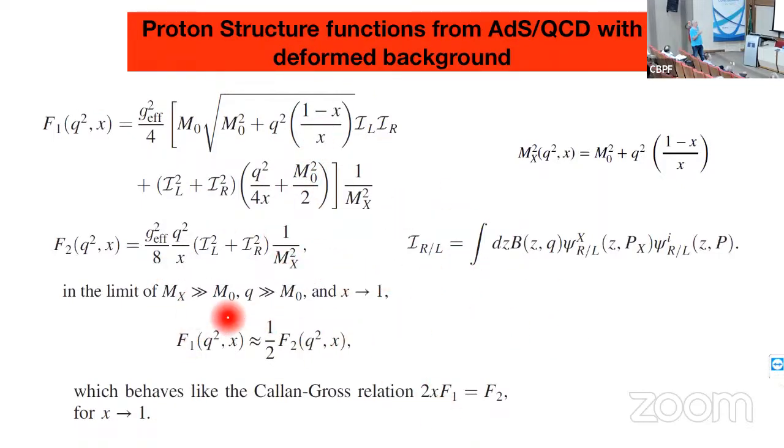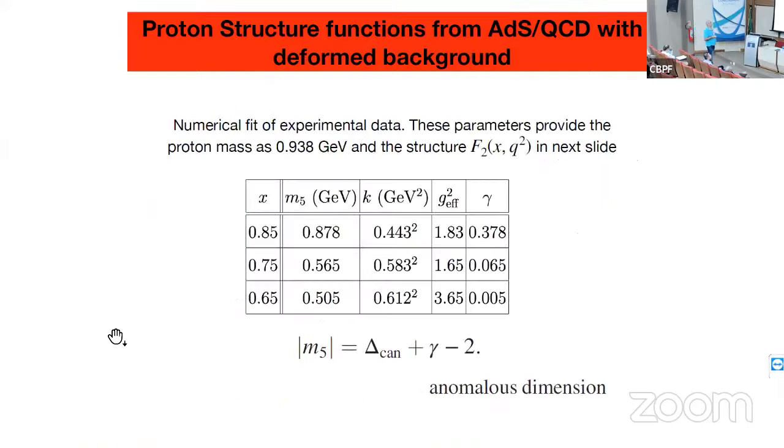For instance, we can take high mass and high Q, and x going to 1, and we find this kind of Callan-Gross relation. But not for x equal to 1/2, where usually this Callan-Gross relation is fine. Here we find this for x going to 1. These are some details for the 5-dimensional mass that we need to fix.